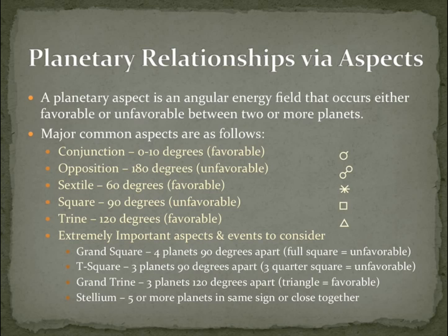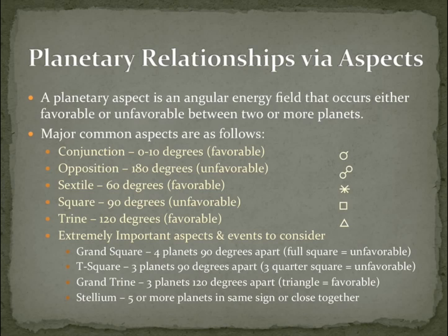On this slide, I've listed the most common major aspects used in astrology. I've also listed their symbols for you to memorize. First up is a conjunction. It typically is a favorable aspect and occurs when two or more planets are within 0 to 10 degrees apart from each other. Think of this aspect as two or more people sitting either next to each other or a few feet away from each other.